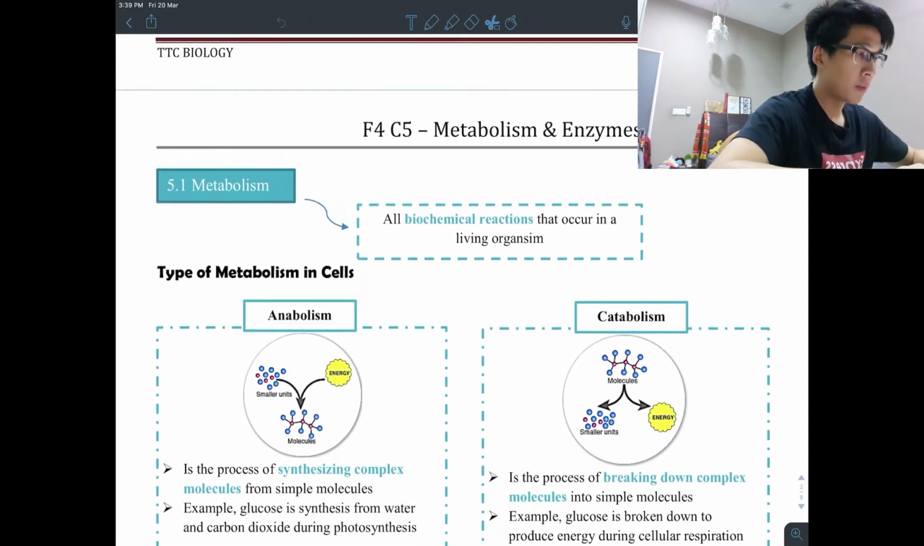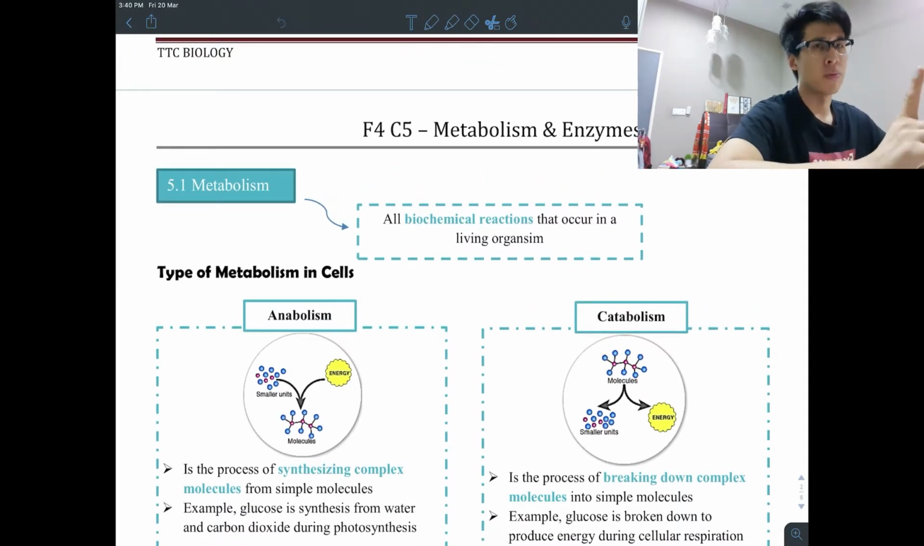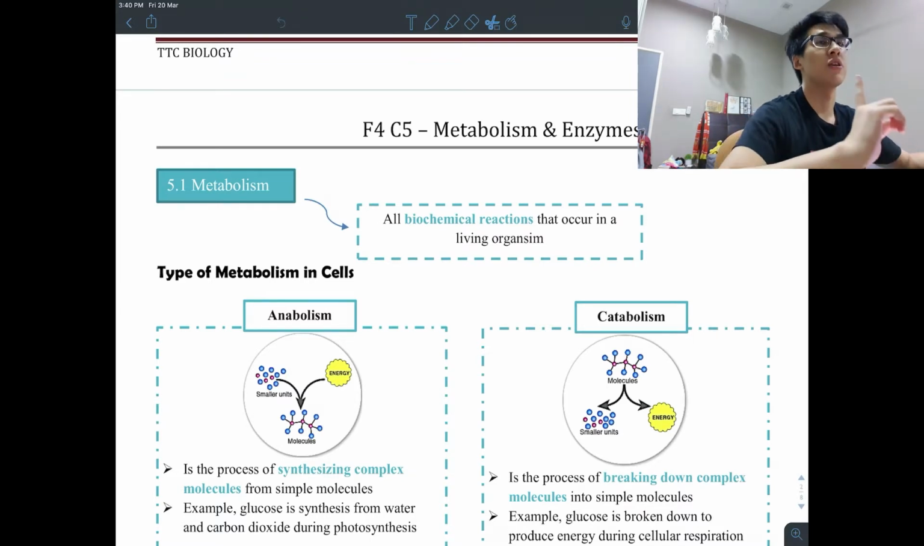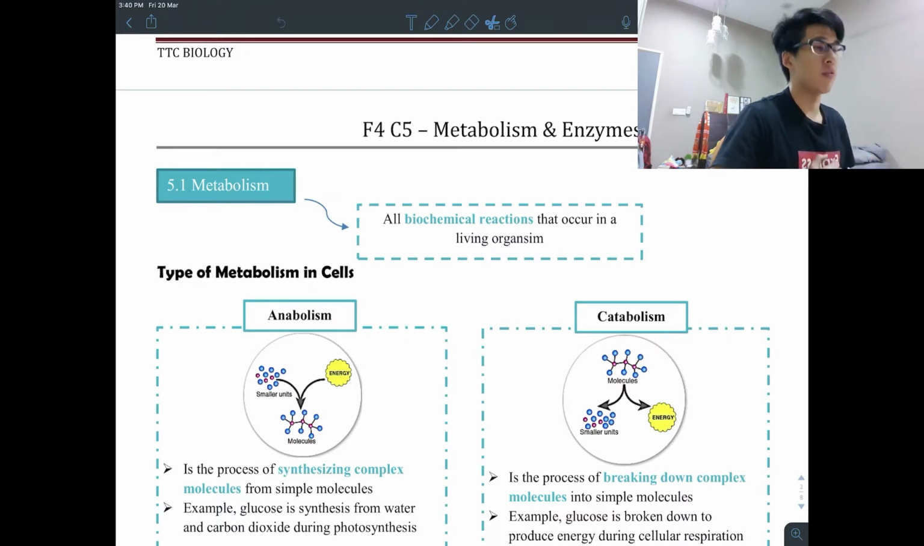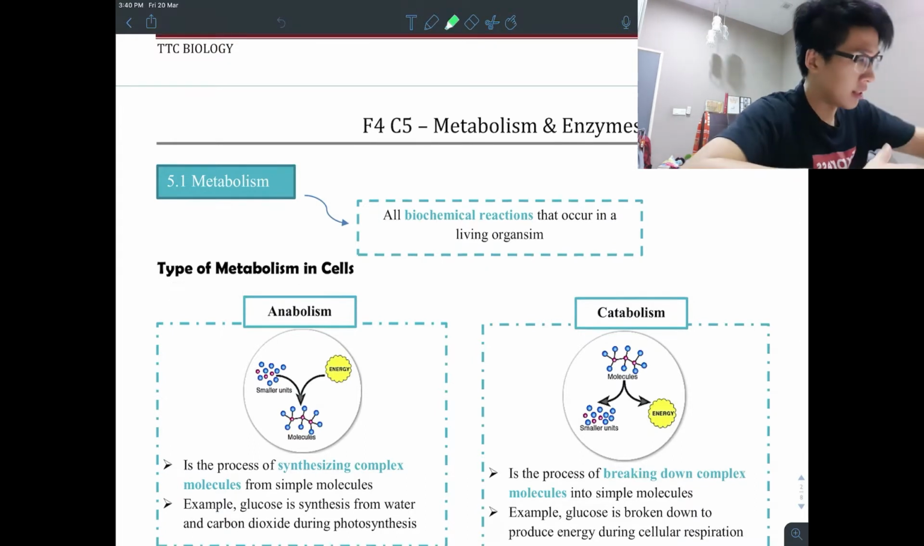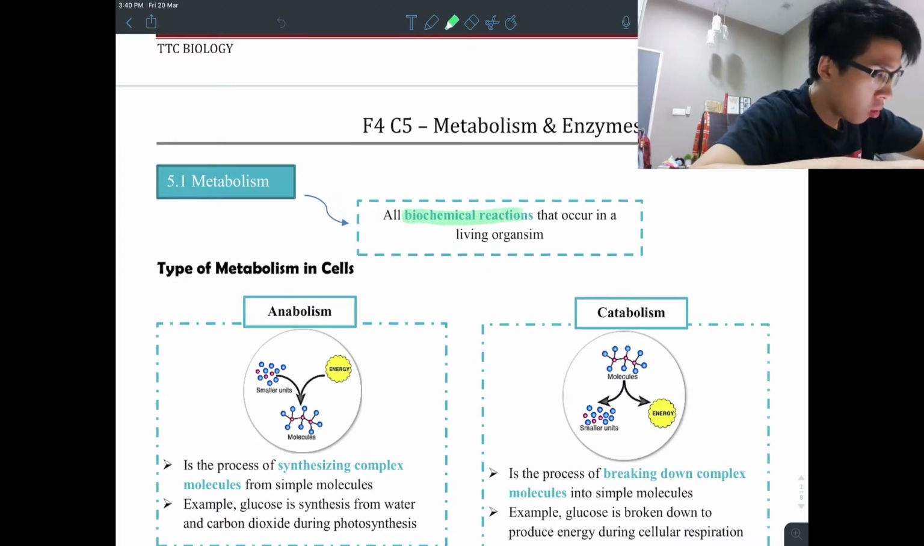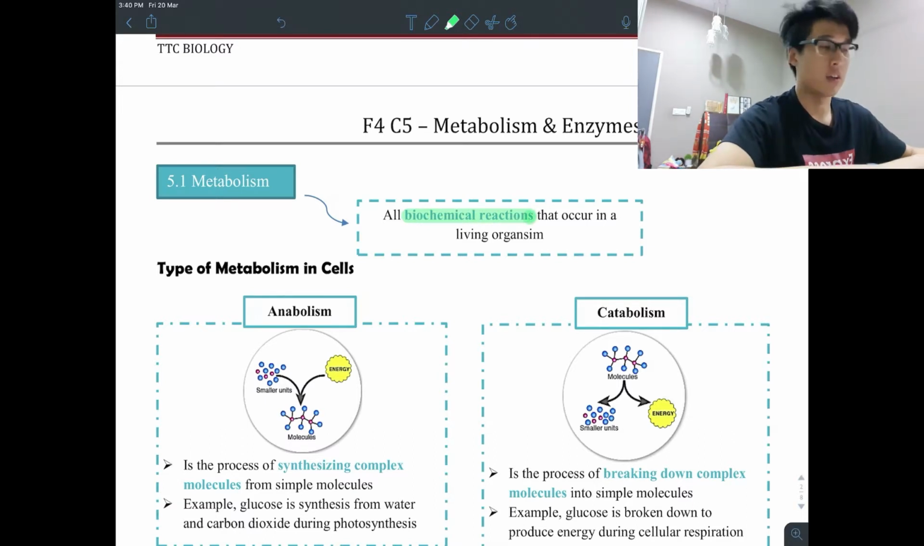So page 2, Metabolism and Enzymes. This chapter, remember, is actually very closely related to your chapter 4. Later you will see how. Enzyme is something that helps out with our metabolism. So what is metabolism? You have probably always heard about body metabolism, metabolic rate. So what's that actually? They say here it's all biochemical reactions that occur in living organisms.